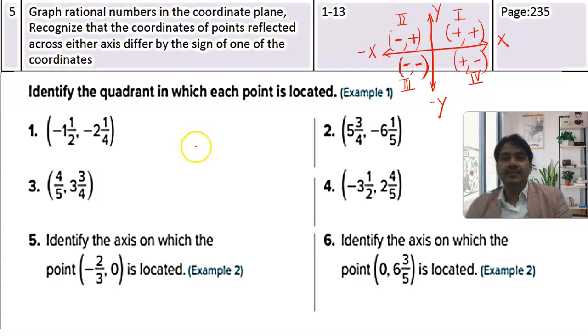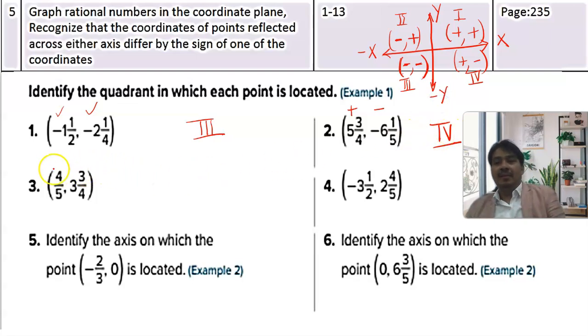All right. So you see minus minus here. Minus minus means which quadrant? Minus minus means third quadrant. So the answer for this is third quadrant. Question number 2. Plus minus. You see plus minus which quadrant? Fourth quadrant. The answer is 4.